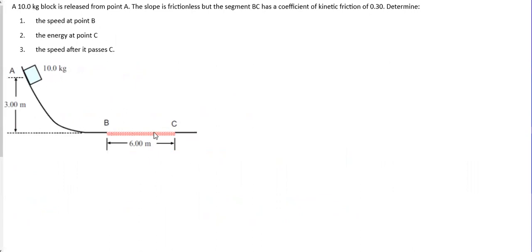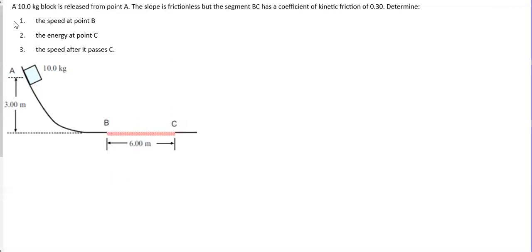It's not the hardest question out there, but it's a different question. So you've got a 10-kilogram block that's released from point A. So there's point A, and the slope is frictionless except for the segment between B and C, and it has a coefficient of kinetic friction of 0.3. So that means when this is released from rest, it's going to slide down here and it's going to hit B. And well, if this is a rough surface, it's going to slow down between B and C.